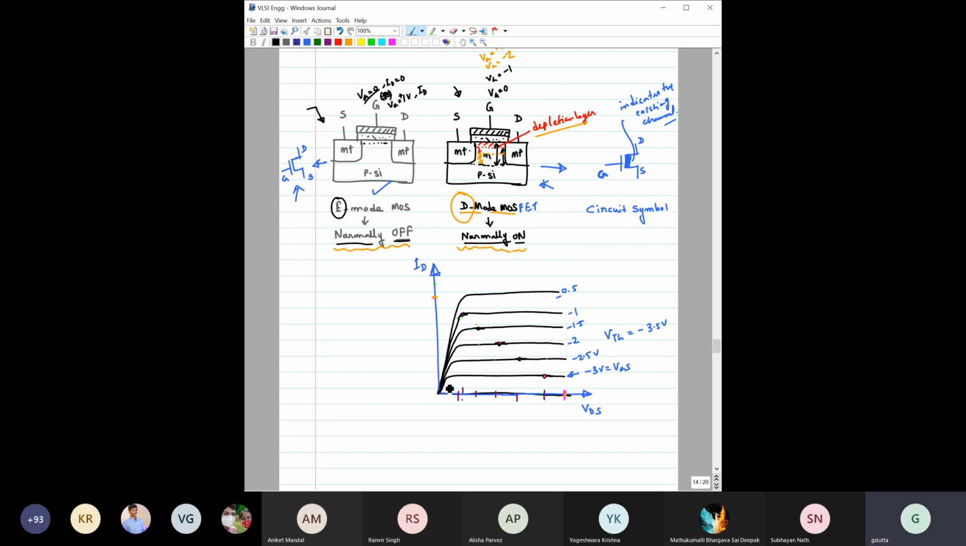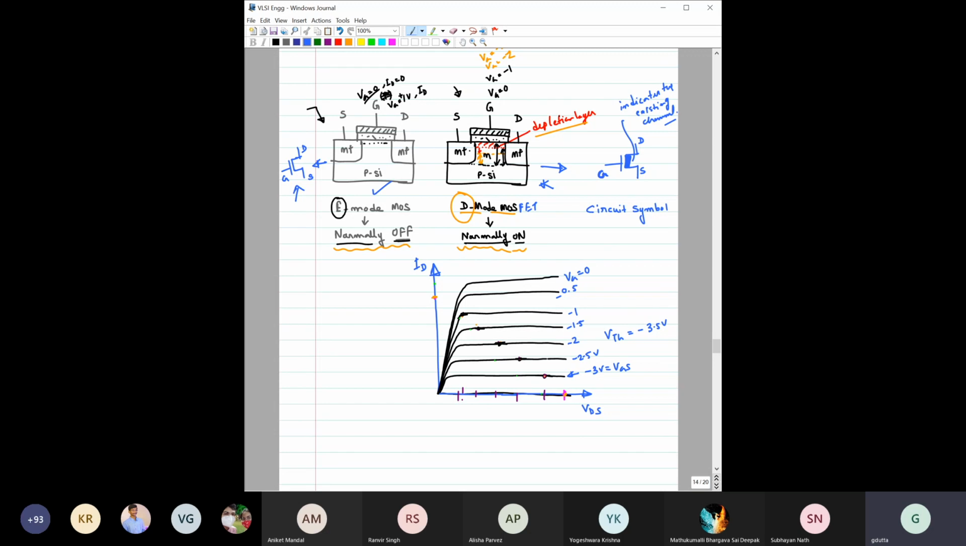And if you want to take one more, probably you can take one more here, like this, for gate voltage equal to 0. Any doubt? No doubt, right? So it would be like this. So for gate voltage 0, the ID-VDS characteristics would look something like this, right? Okay. So I hope now this D mode part is clear to you.